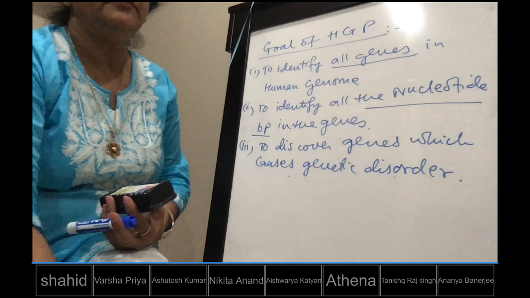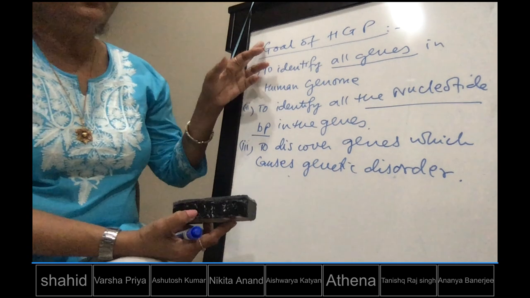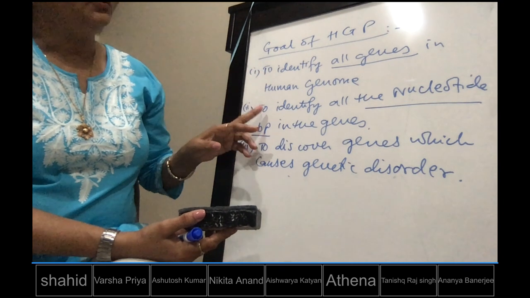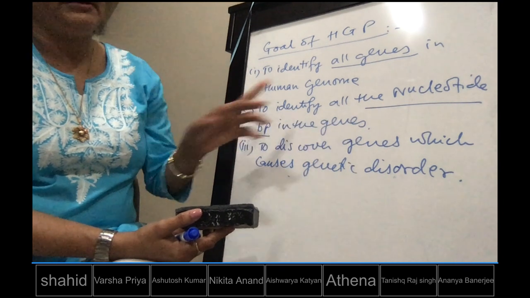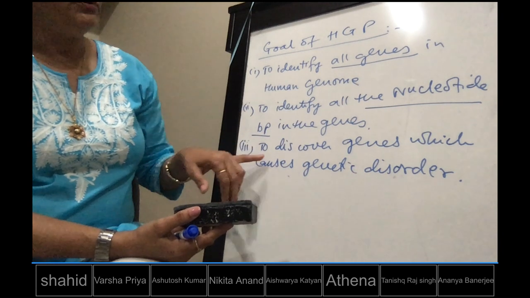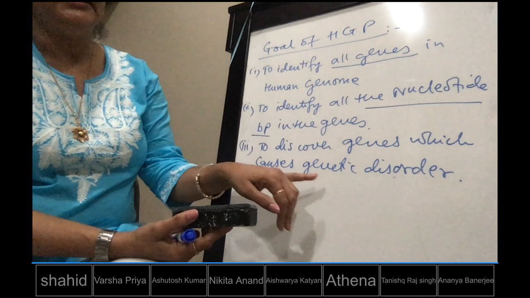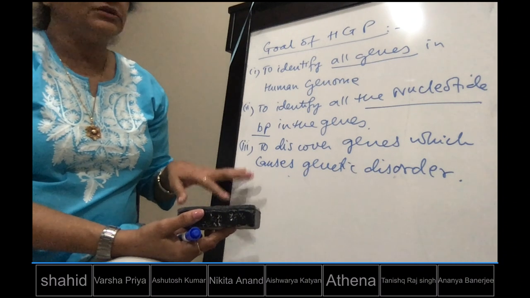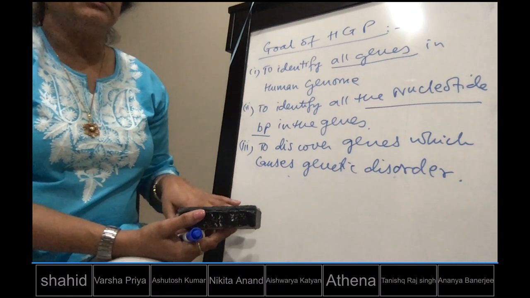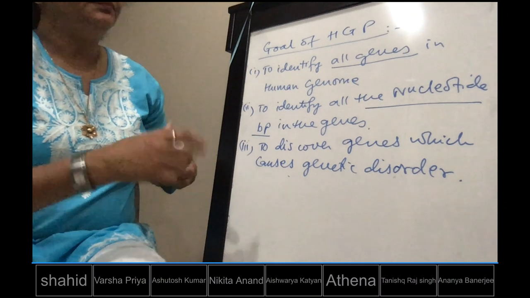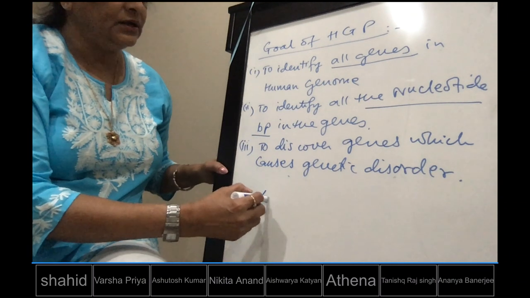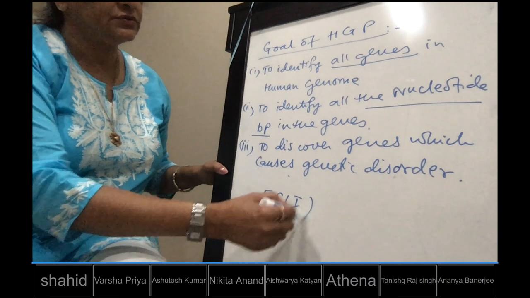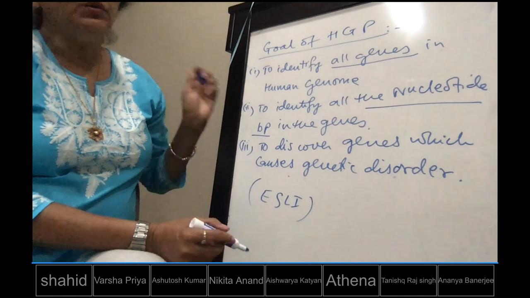So last class we left at this place. Goals of HGP: to identify all the genes in the human genome, to identify all the nucleotide base pairs in the genes, to discover genes which cause genetic disorders, then to store information in databases, and lastly to address ethical, social, legal issues which were connected to HGP.